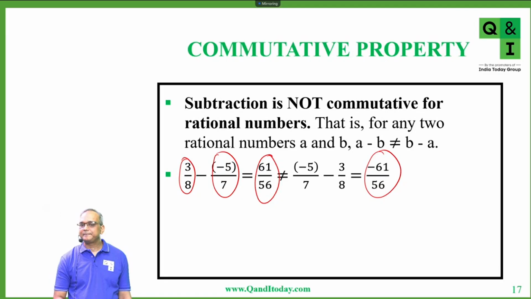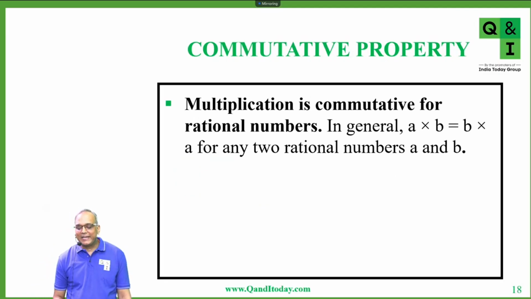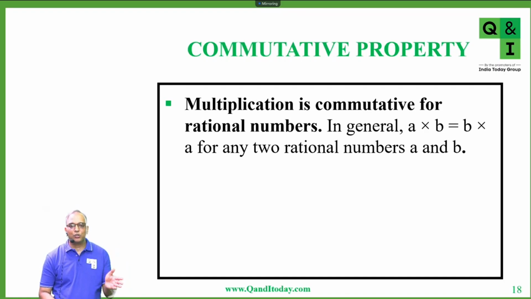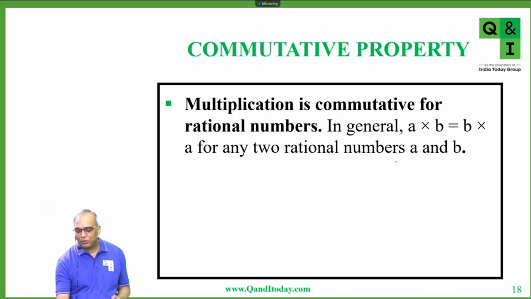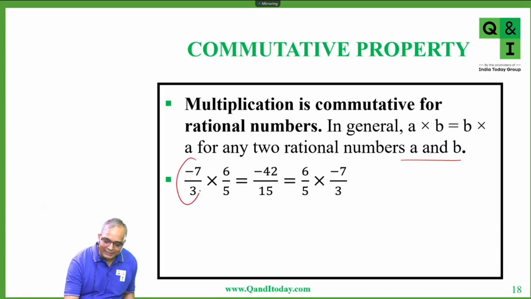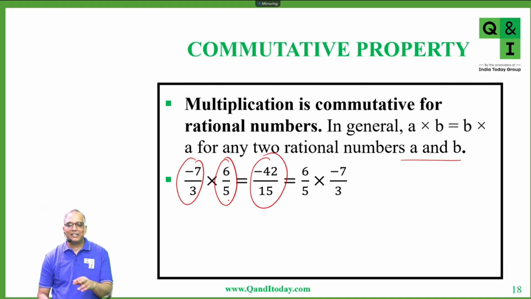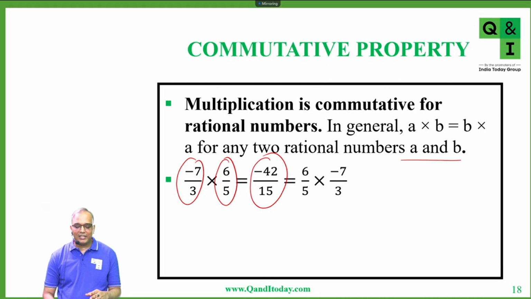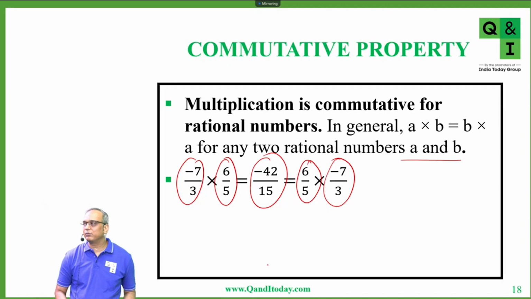Is it clear? Yes, sir. Now multiplication is commutative for rational numbers because when you multiply a into b, it will be equal to b into a for any two rational numbers a and b. If you take one example, minus 7 by 3 into 6 by 5, this is minus 42 by 15. You multiply the numerators, minus 7 into 6, you will get minus 42. Similarly, 3 into 5 will give you 15. And if you multiply 6 by 5 to minus 7 by 3, this again is equal to minus 42 by 15.